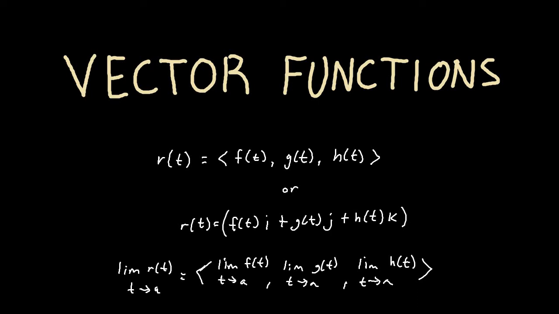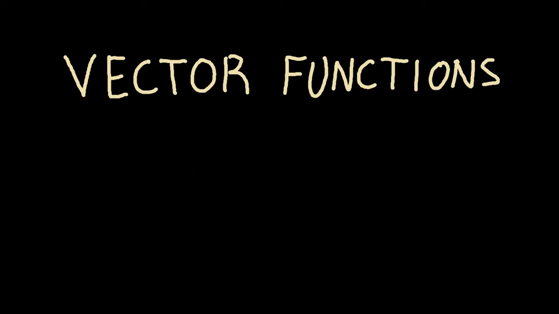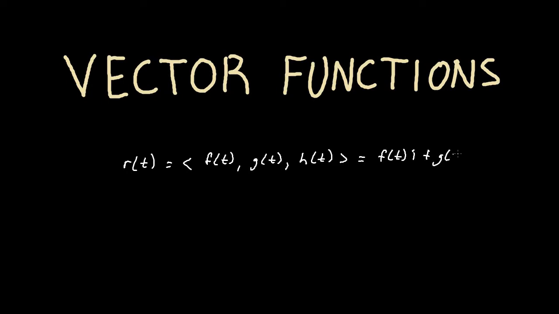So let's take a look at vector functions. A vector function is labeled as r of t, and let's say r of t has the components f of t, g of t, and h of t. Keep in mind this can also be written as f of t times i plus g of t times j plus h of t times k. So it's basically the same thing, just written in unit vectors i, j, and k.